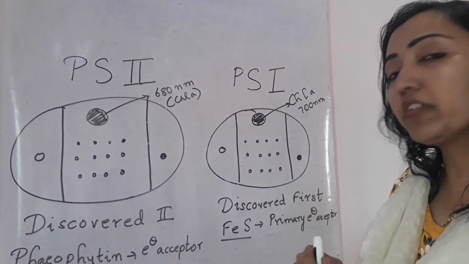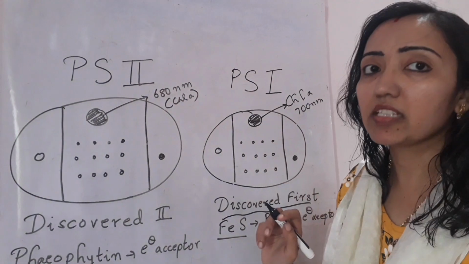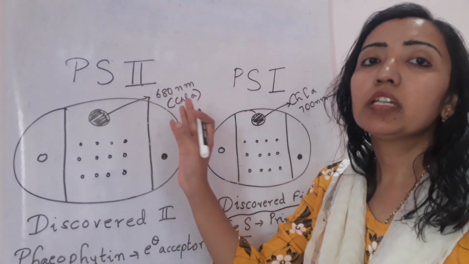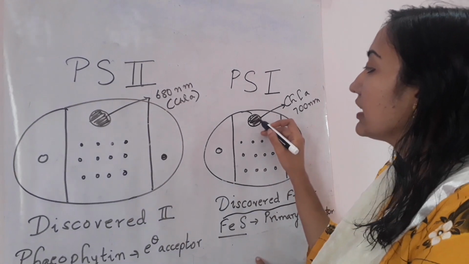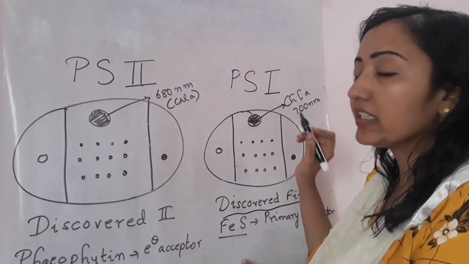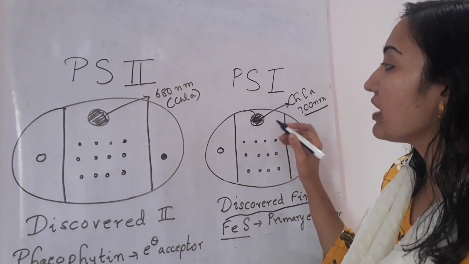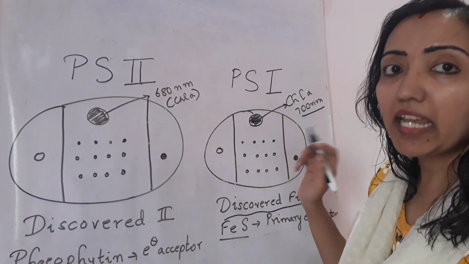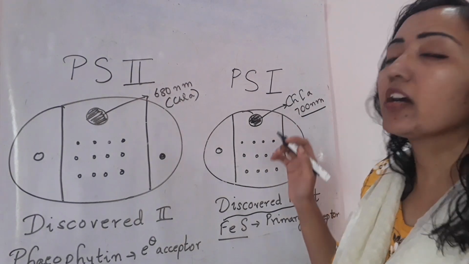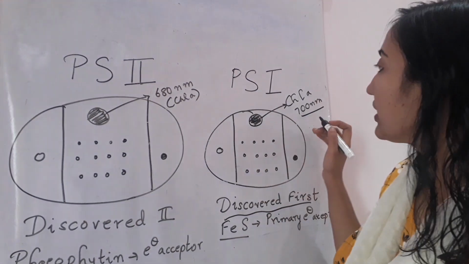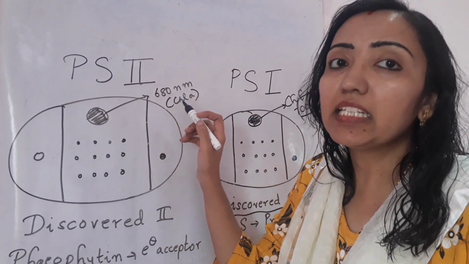Photosystem 1 was discovered first, and photosystem 2 was discovered second. That is why photosystem 1 is named as such. In photosystem 1, the chlorophyll A at the reaction center works at a wavelength of 700 nanometer, and photosystem 2 works at 680 nanometer.